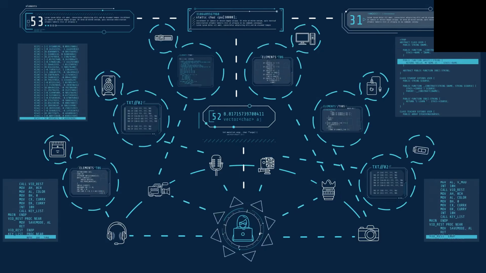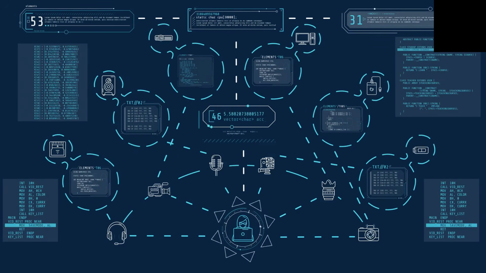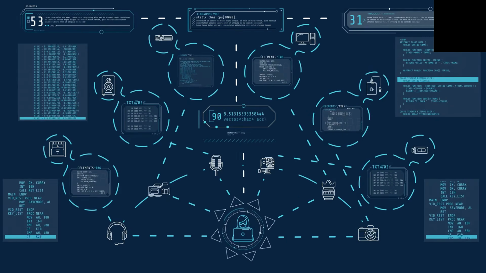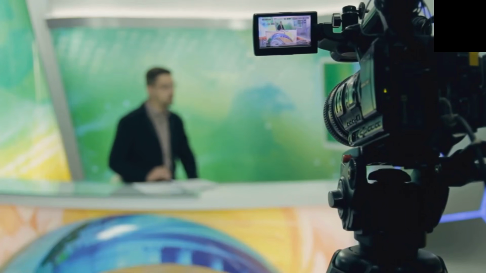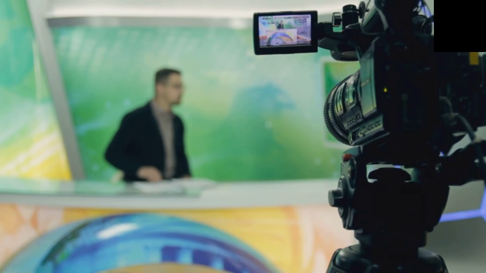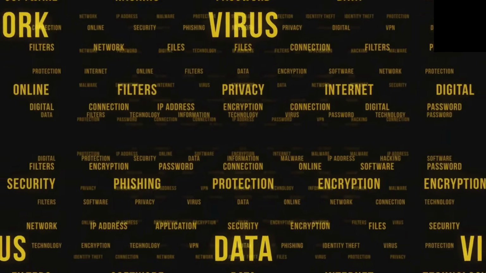Layer 7, application. Layer 6, presentation. Layer 5, session. Layer 4, transport. Layer 3, network. Layer 2, data link. Layer 1, physical. Now, before your eyes glaze over, let me give you 2 memory tricks, and then we'll make each layer actually make sense.